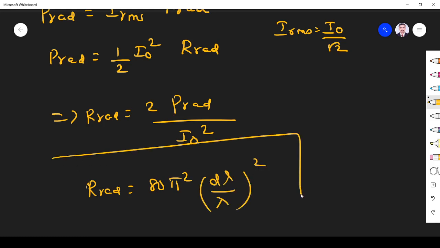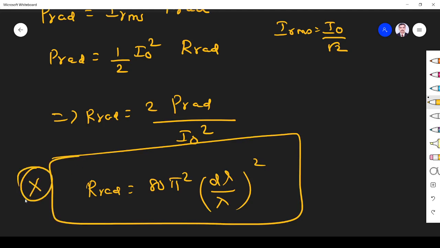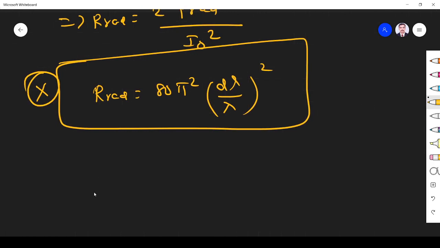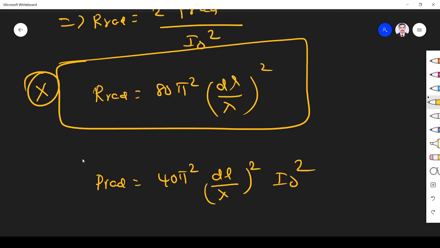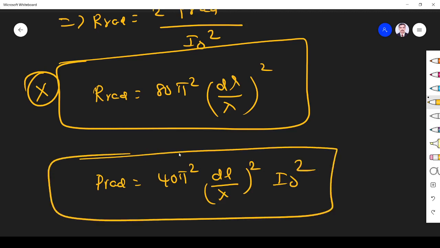This is another important equation. This is also used in a lot of problem solving sessions, right? R radiation is equal to 80 pi squared into (dl by lambda) whole square. P radiated is 40 pi squared (dl by lambda) whole square into I naught square, right? So this is radiation resistance, and this is power radiated.